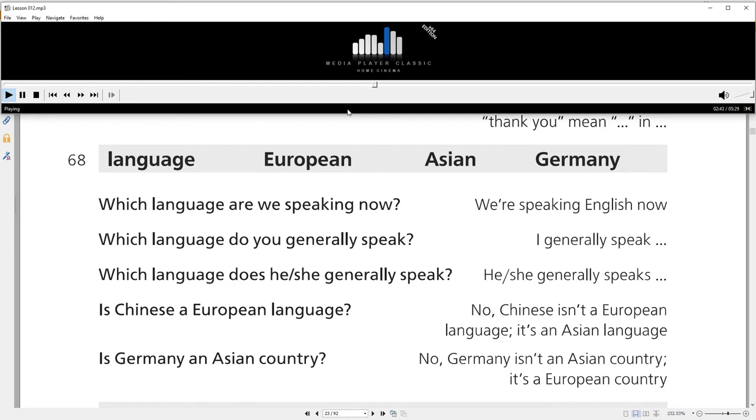Is Germany an Asian country? No, Germany isn't an Asian country. It's a European country.